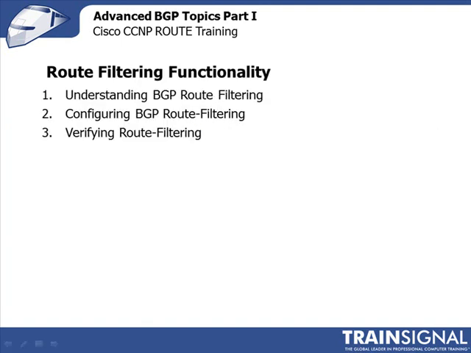BGP, as a protocol, has a number of options available for route manipulation. We're going to get into some of those in the next section of this particular lesson, part 2, but we want to look at just the raw type of route filtering that's available, understanding some of the parameters, the specifics of BGP route filtering, how to configure that, and then finally how to verify it. Because verification is always an important part of being able to match configuration with results.